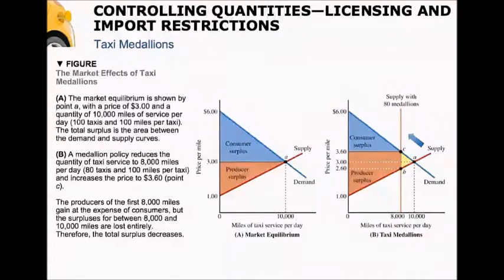And producer surplus, for those that get a license, would rise. So producer surplus is going to be this red shape, and anyone producing taxi cab services is going to have higher producer surplus than they did in equilibrium. Consumer surplus is going to be the blue triangle, which is lower because we're paying a higher price for a lower quantity, and we create a deadweight loss equal to this yellow triangle.